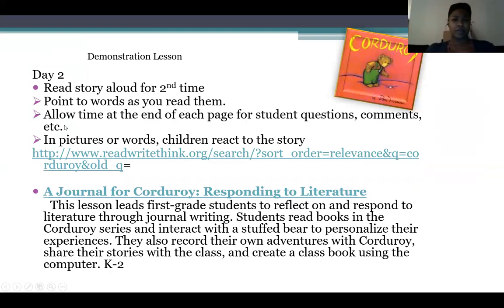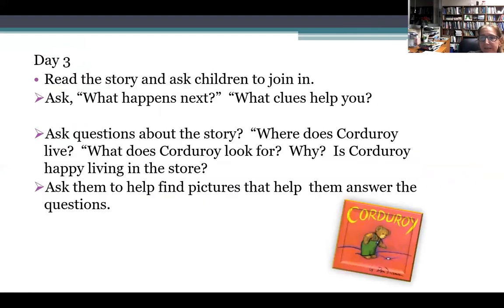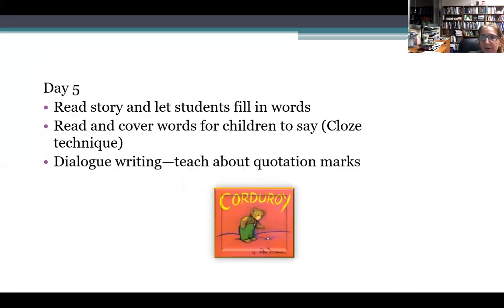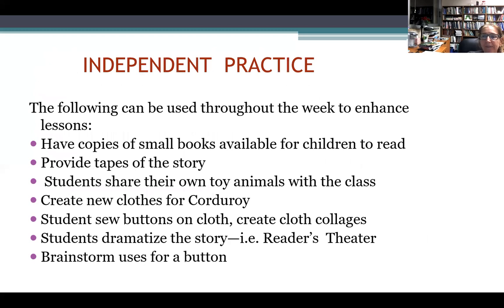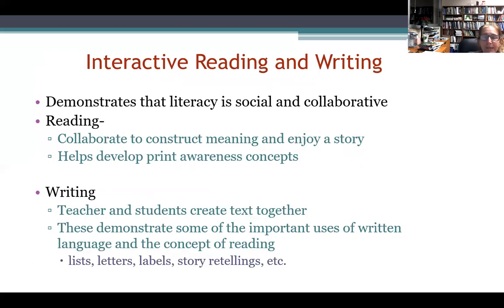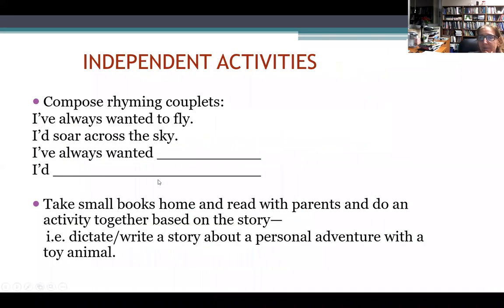I like to give you as many picture books as I can. So in day 2, this is what you would do. Day 3, day 4, day 5, and then independent practice. And then always, if you're doing reading, do writing. It goes hand in hand. They develop together. The more you read, the better the writer you are. The more you write, the better the reader you are. So you do both of them together.